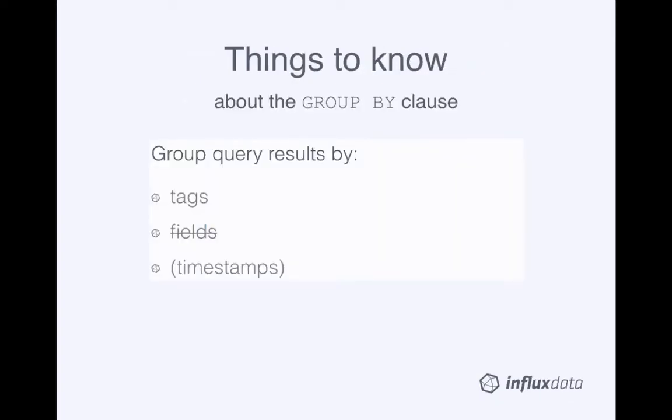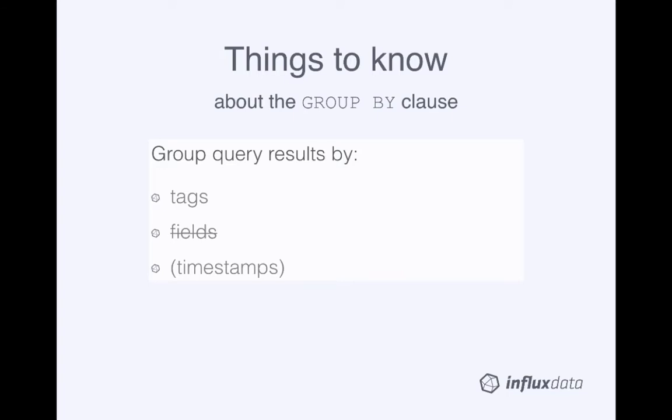Before getting into the syntax, there are a couple things we want to highlight about the GROUP BY clause. First, you can use the GROUP BY clause to group query results by specific tag key values. This is great for breaking down results by individual tags in a measurement, and it allows you to dig into your data for more specific information. A second thing to remember is that the GROUP BY clause does not work with fields. This is something to take into account when designing your schema in InfluxDB.